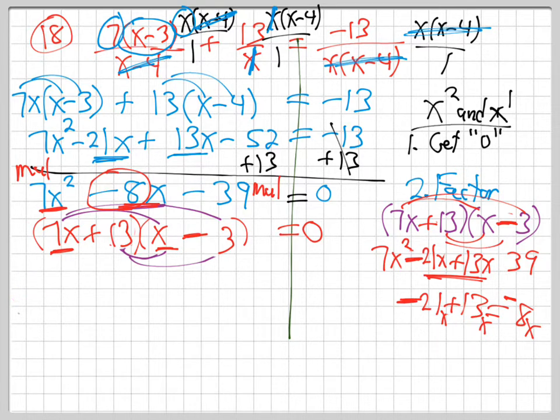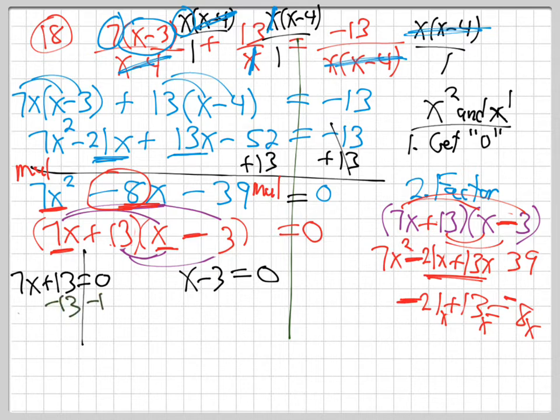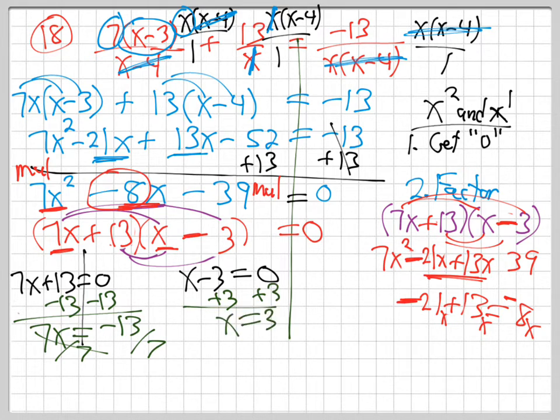And now we set each one equal to 0, right? Right after we factor, they each get their own 0. So the first one, 7x plus 13 is 0. The second one, x minus 3 is 0. Then we just solve it. And then you subtract 13. You know the drill here. 7x is minus 13. Divide by the 7. There's the first one. The other one, add the 3. So x is 3. So the answers are minus 13 sevenths and 3.